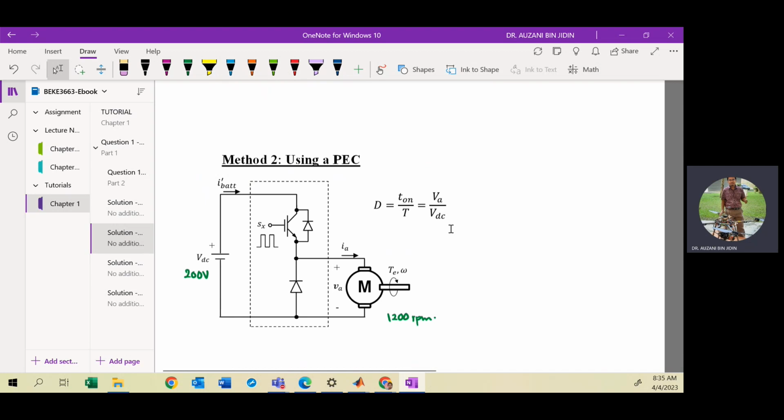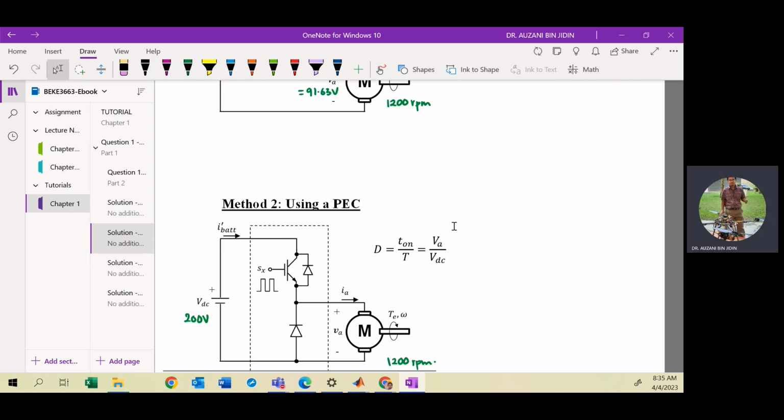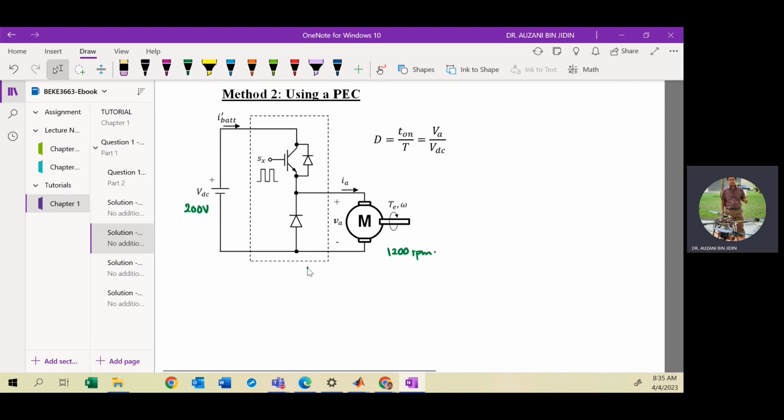Okay. In method 2, you actually obtain the average value, the DC component, because the VA waveform in method 2 is not continuous. It's discontinuous, in square wave shape. So you must calculate the average value. The average value must be the same, which is 91.63 volt. Okay, so we go back to method number 1.